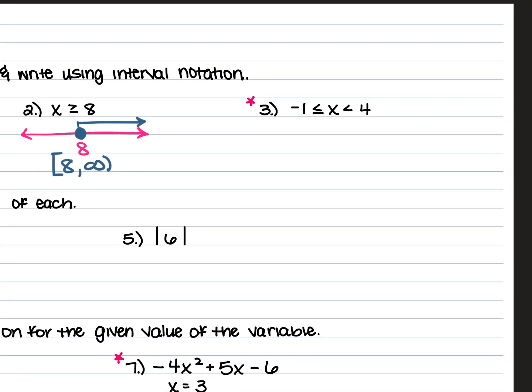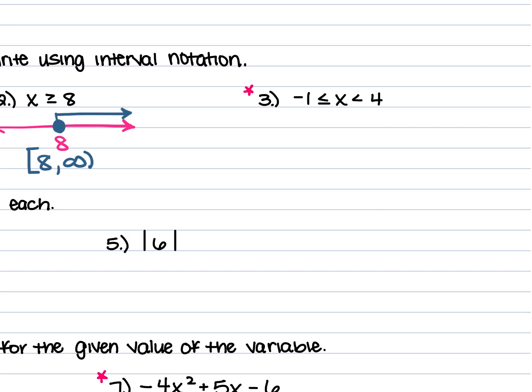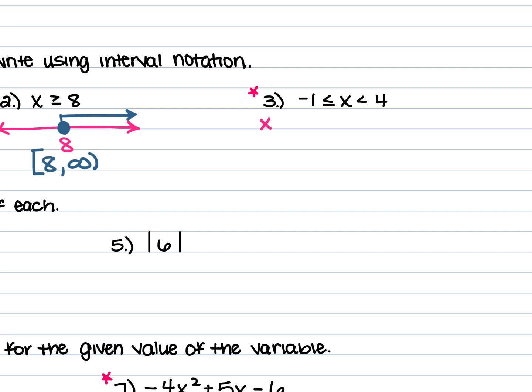For number 3, this one has a star on it, so this one's like one of the ones you're going to see on your quiz. You have -1 is less than or equal to x, which is less than 4. The first thing you should do with these compound inequalities is to separate it into 2 separate inequalities. You are going to have x and -1. You're going to have another one that's x and 4.